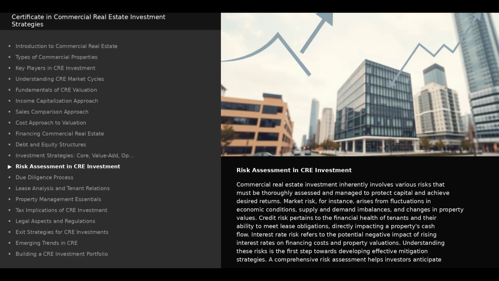Interest rate risk refers to the potential negative impact of rising interest rates on financing costs and property valuations. Understanding these risks is the first step towards developing effective mitigation strategies. A comprehensive risk assessment helps investors anticipate potential challenges and build resilience into their portfolios.